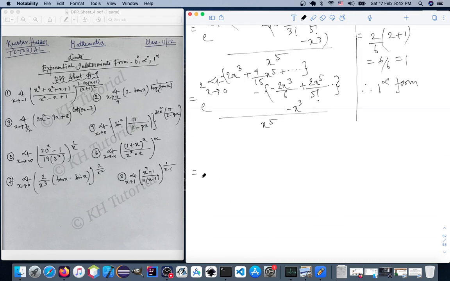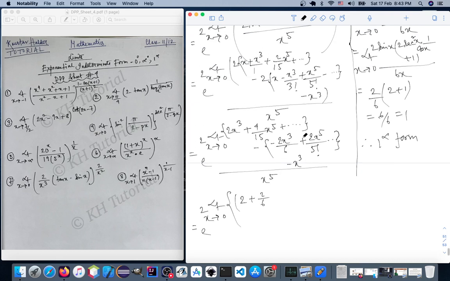This becomes x to the power 3. If we merge x to the power 3, if we combine all the terms of x to the power 3, we get 2 plus 2 by 6. There should not be any term x to the power 3.